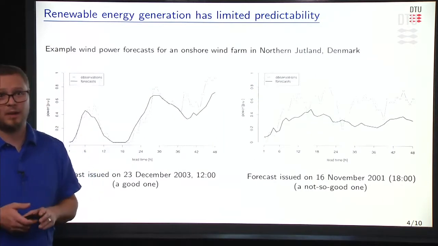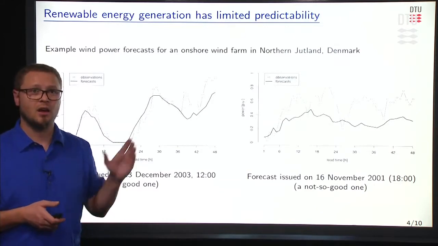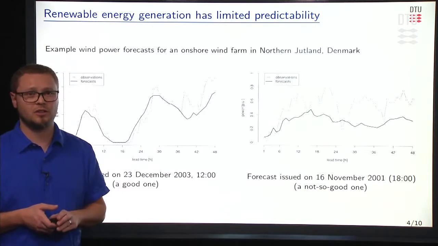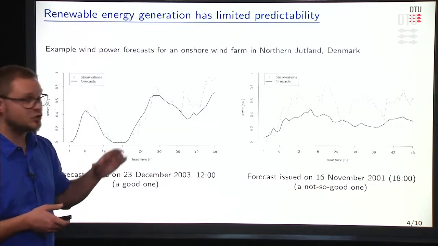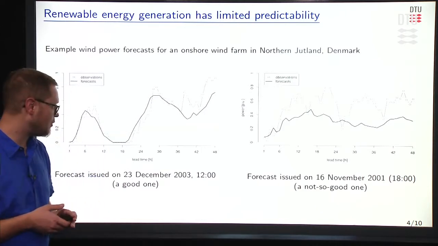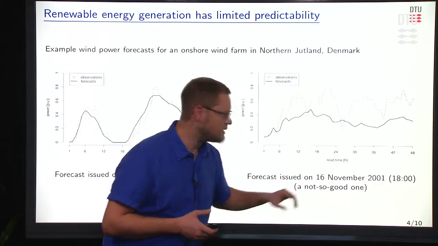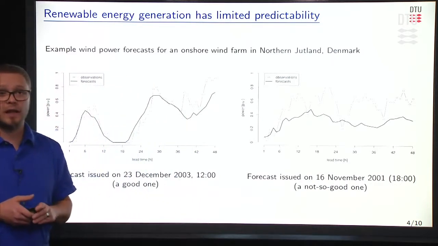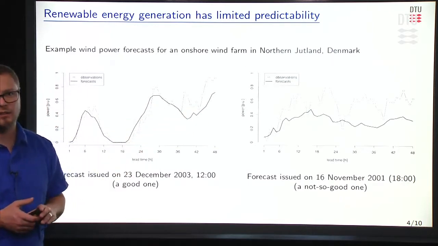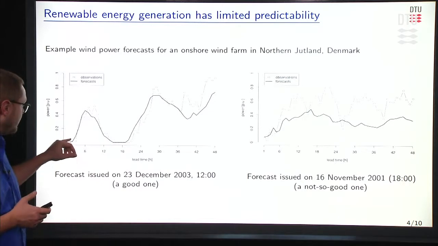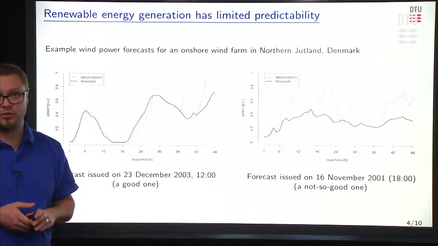On top of this direct impact on the fact that it's highly variable in terms of generation, another point is that renewable energy generation is difficult to predict. Let me show you, based on an example, for northern Jutland, so western Denmark, with 2 example forecasts from 2003, the 23rd of December, and 2001, the 16th of November. The forecasts there are represented as solid lines out to 48 hours ahead, with an hourly resolution. The little circles and associated line here are the observations that were collected a posteriori.